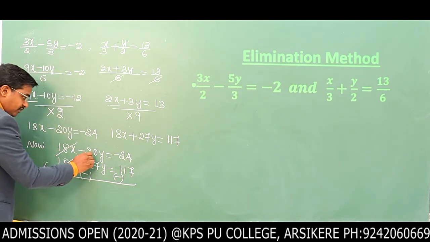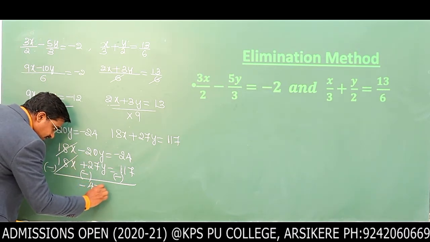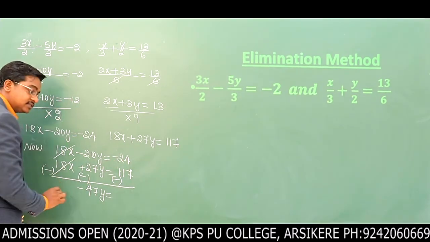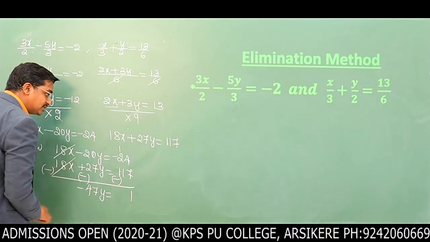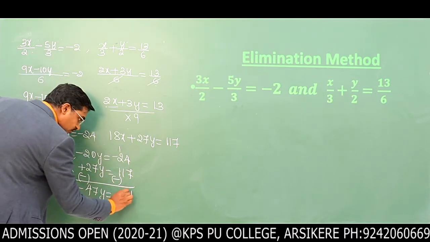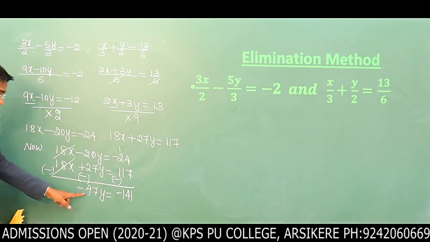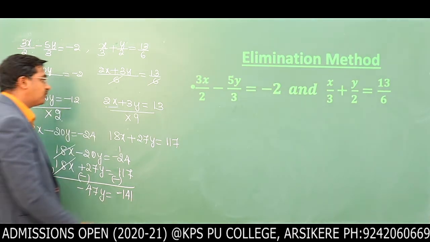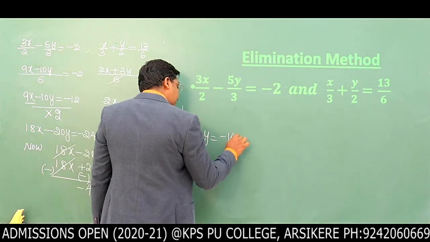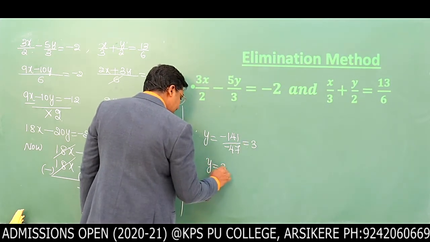Right. So what we are left with is minus 20y minus 27y, that becomes minus 47y is equal to minus 24 minus 117. 4 plus 7 becomes 11, 1 is carry, 1 plus 2 is 3, 3 plus 1 is 4, and here minus 1 as it is. So minus 141 divided by minus 47 is the value of y. Therefore y is equal to minus 141 divided by minus 47, which is 3. Therefore the value of y is 3.